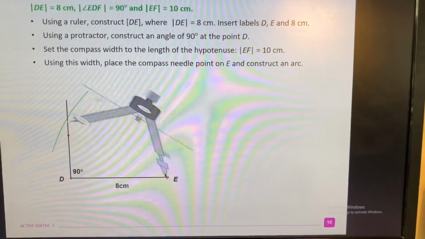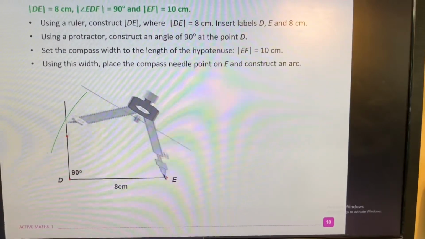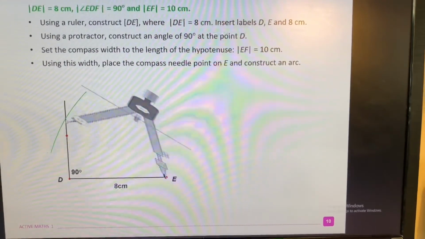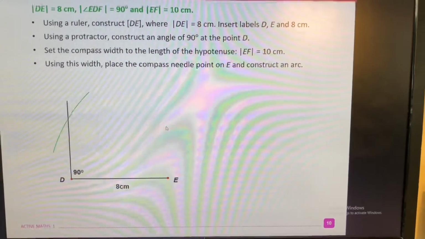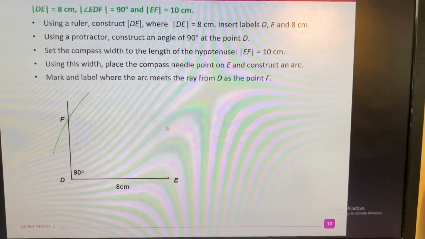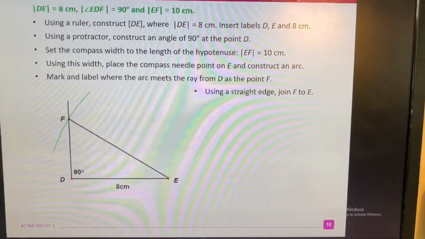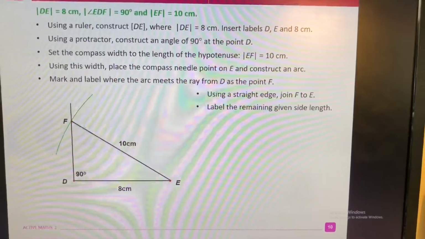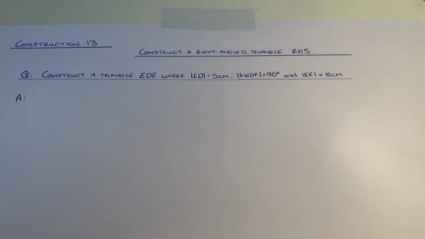If you find that it doesn't intersect, it may simply be that you just haven't drawn this line long enough. So extend it, and you will see that they will cross where it crosses here. This point of intersection is about here, and that becomes our third and final vertex of this triangle, F. Lastly, we make sure that we connect F to E, and make sure that we have all information labelled on the diagram. So we need to write 10 centimetres for the hypotenuse measurement. And that's it.